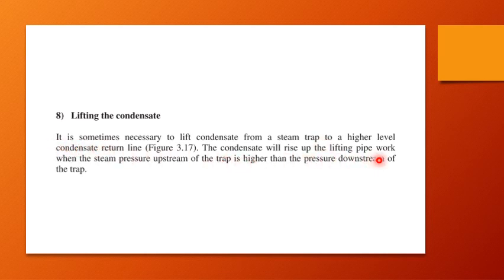Condensate will rise up the lifting pipe work when the steam pressure upstream of the trap is higher than the pressure downstream of the trap. So you need to have proper arrangement to lift the condensate. Otherwise, it will create problems. Suppose the condensate has to be lifted up to a higher level condensate return line, but you do not have a proper arrangement for that. In that case, you will have a problem in the steam trap, and sure shot the steam trap will get damaged soon, friends. So this is also an area of concern when you design the entire steam line system, and also when you install the steam trap, friends.